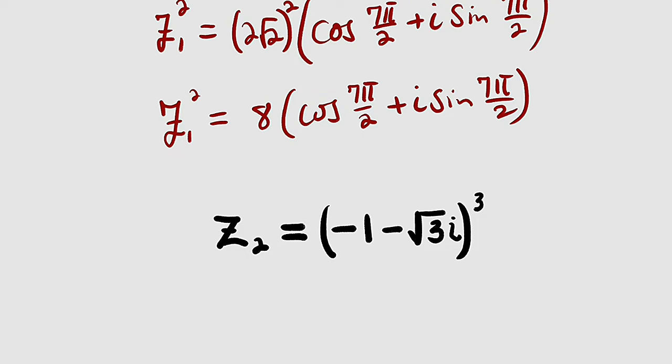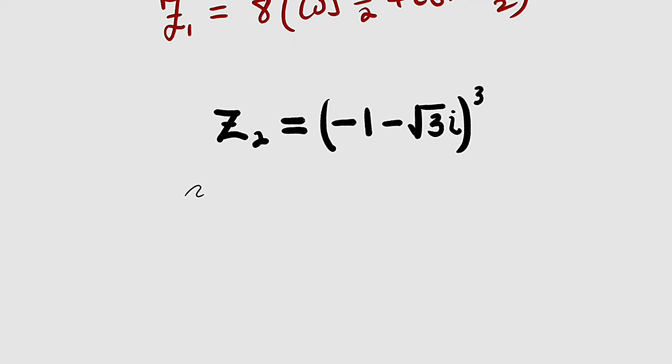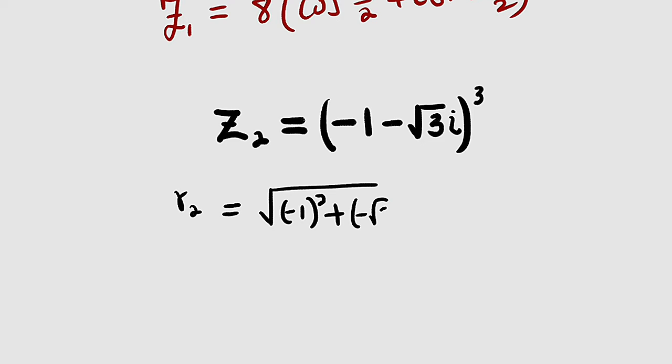Here is the second complex number. We are going to find r2, which is equal to the square root of the real part squared, (-1) all squared, plus the imaginary part (-√3) also squared. This is 1. This is 3.